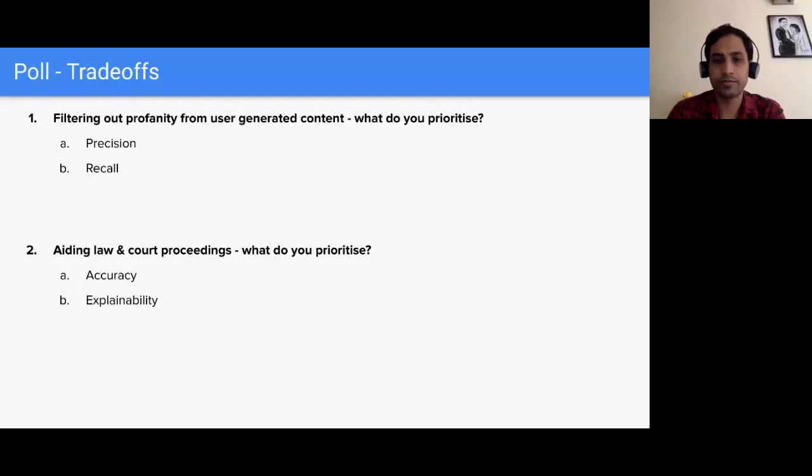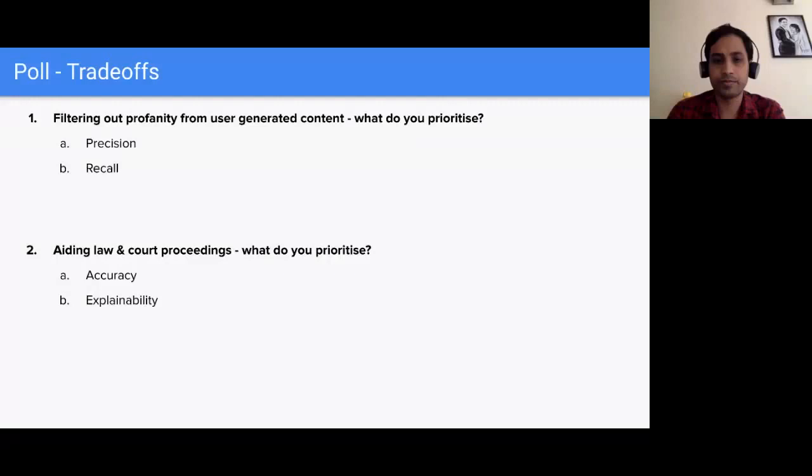The second one, which most of you gave the right answer to, is when they're dealing with law and court proceedings, what do you prioritize? Right? It's definitely explainability, right? If you think about our law, people look for evidences, right? I don't mean to say that we need not be accurate here. It needs to be accurate, right?